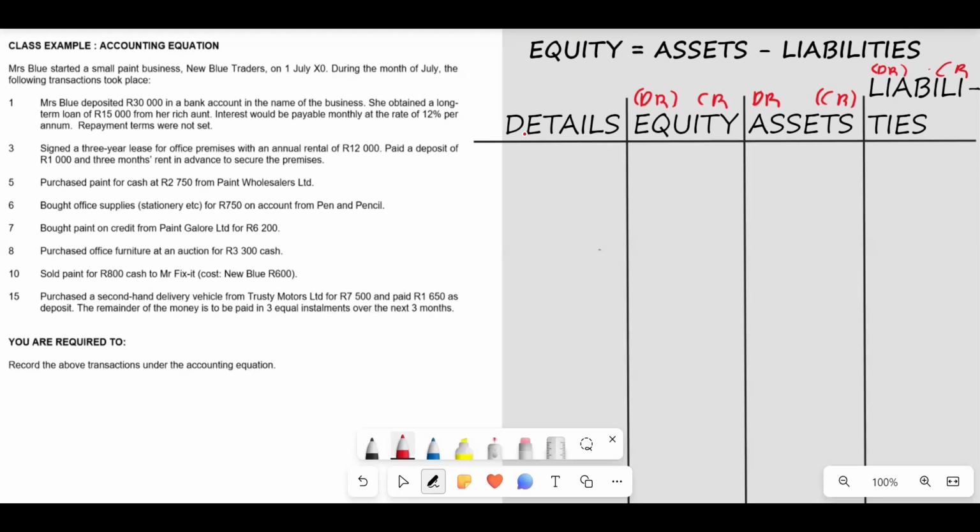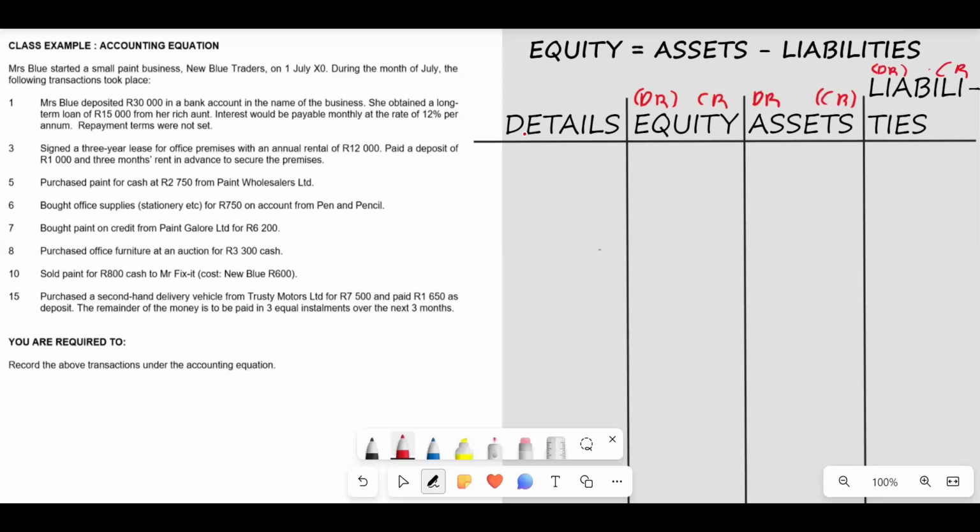Miss Blue started a small paint business, New Blue Traders, on 1 July 2000. During the month of July, the following transactions took place. The first transaction is that Miss Blue deposited 30,000 in a bank account in the name of the business. So you must always focus on what happens to the company rather than what happens to the individual. Understand? This will help us a lot.